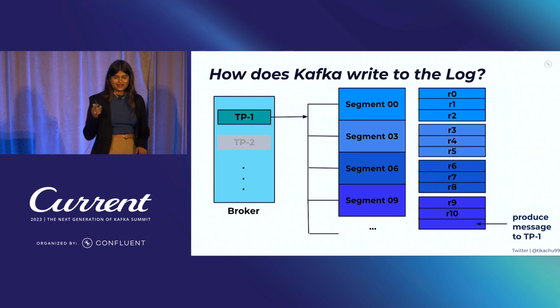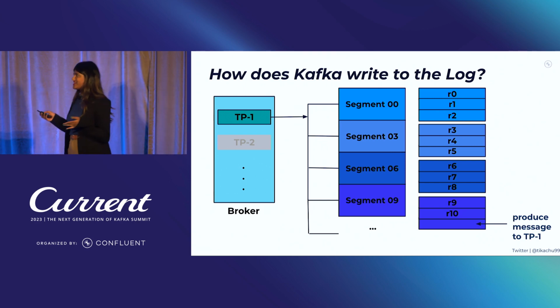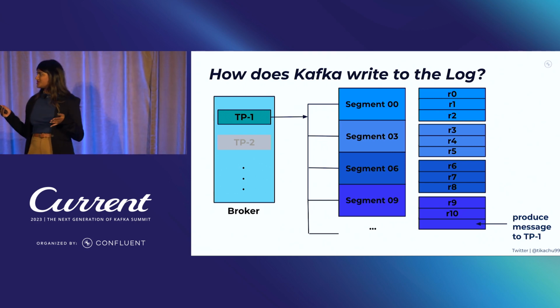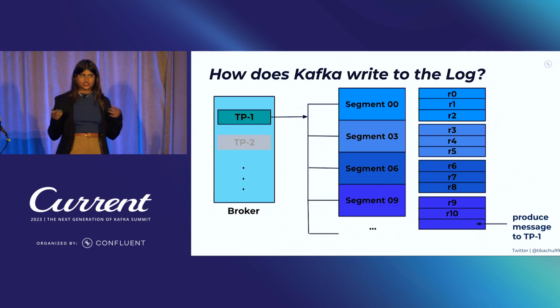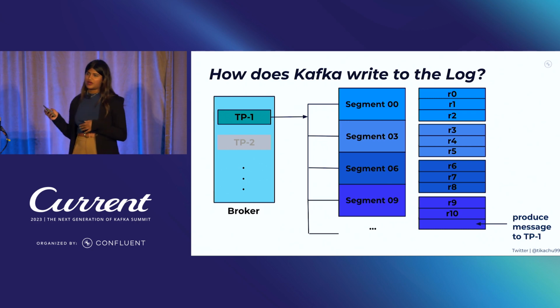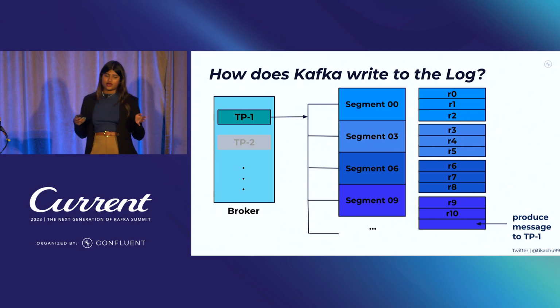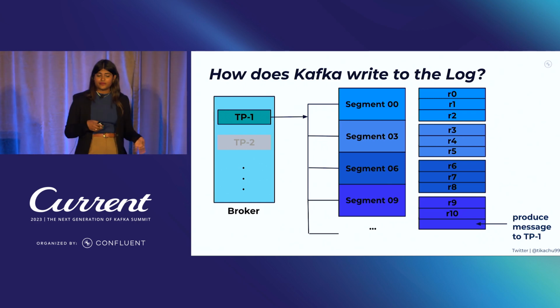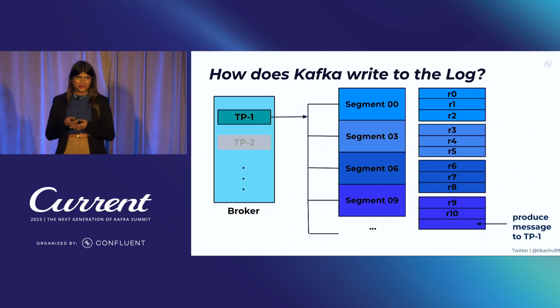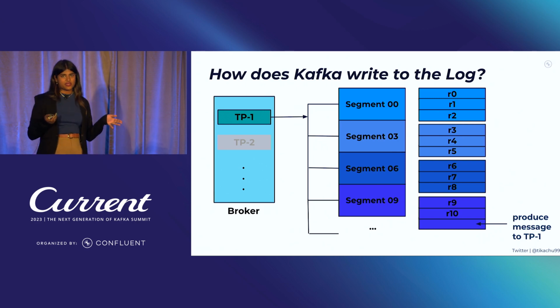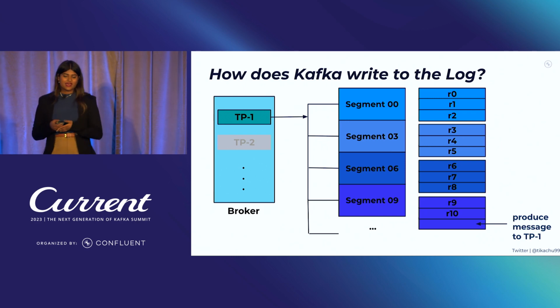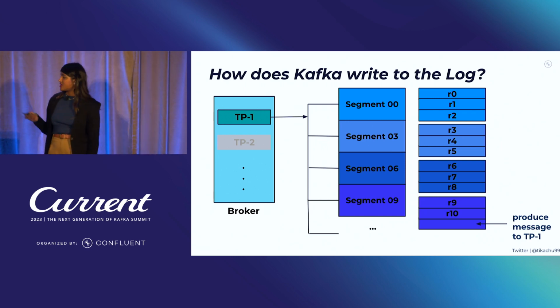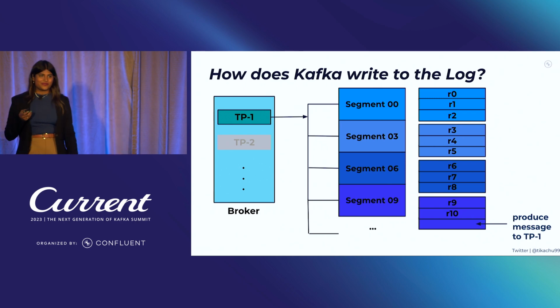All right, so let's break this down again by starting from the produce workflow. Say we want to produce a message to a specific topic. That request gets routed to this broker, which happens to be the leader of topic partition 1. We want to produce whatever message we were given, and we look for the active segment. We find that segments 0 through 6 are already filled, so we end up picking the active segment, which is segment 9, and we insert that message in the last open slot. And that's written over there.